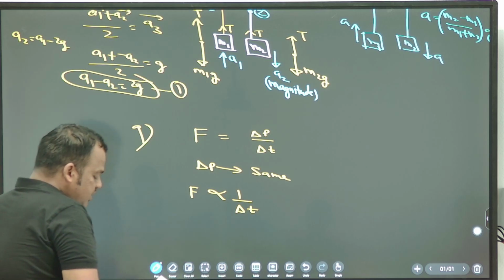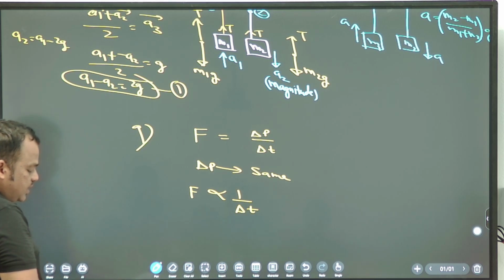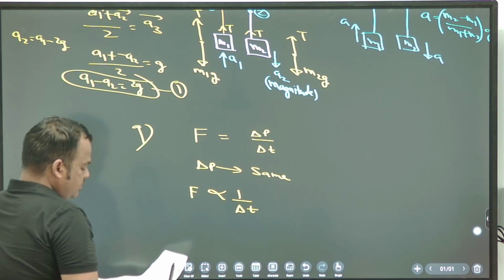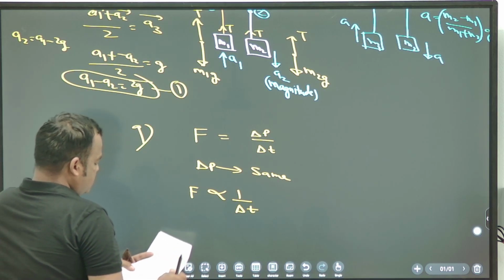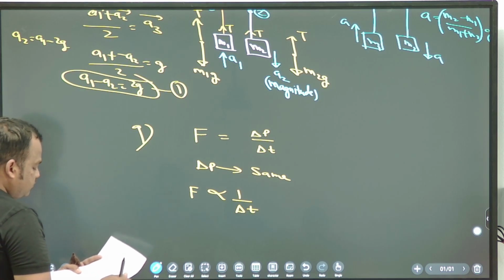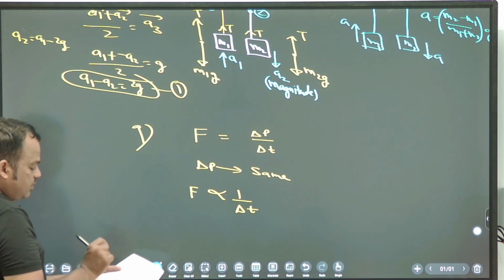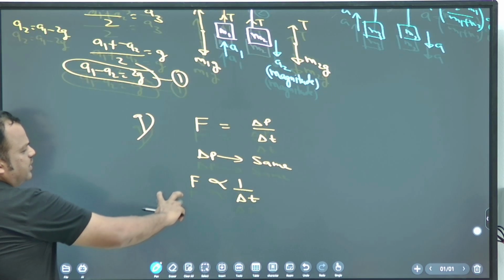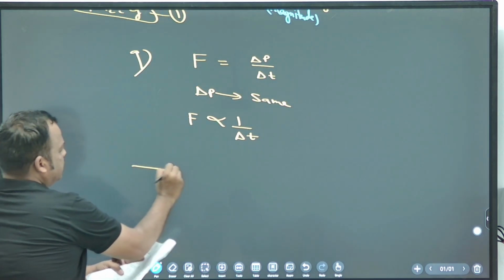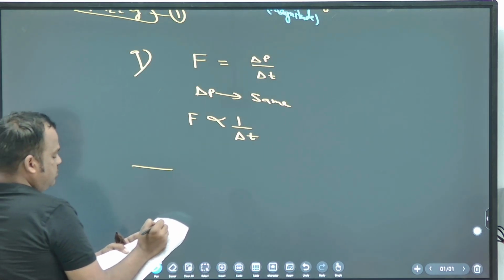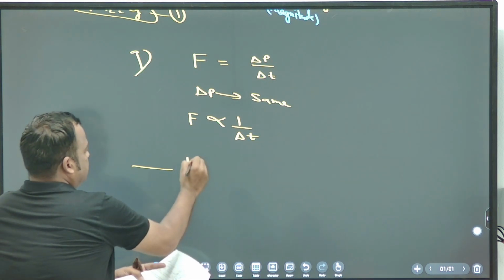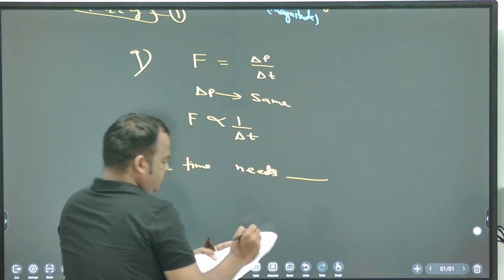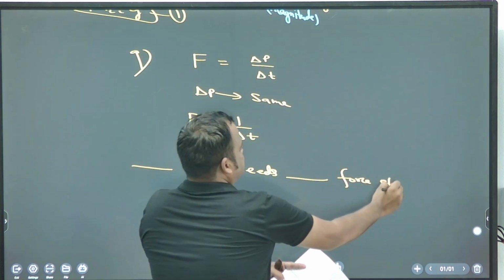The same change in momentum in x time needs y force applied. Here you have to write x, y. It is like fill in the blanks. Okay, this question is like fill in the blanks. Like suppose, fill in the blanks time needs fill in the blanks force applied.